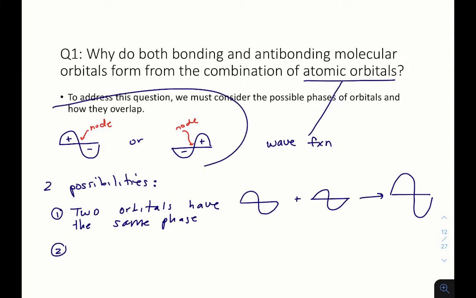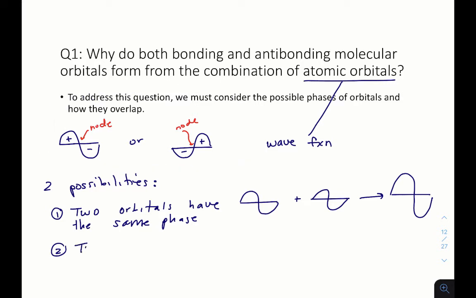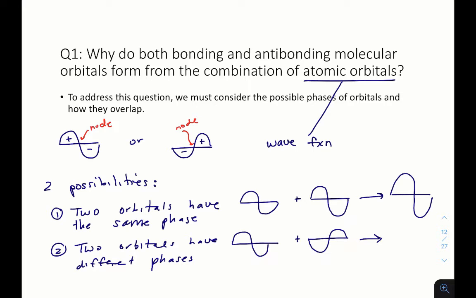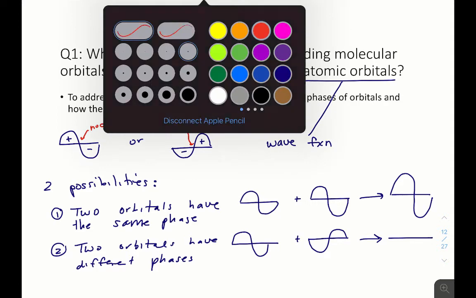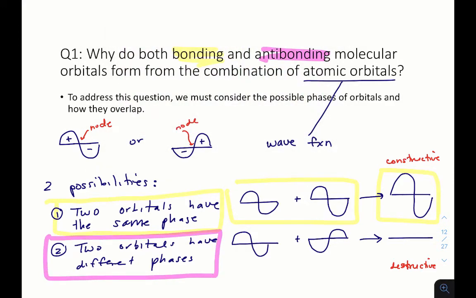But because an orbital can have 2 phases, it's also possible that when you add up 2 orbitals, they'll be in different phases. That would be like subtracting 2 equations. In this scenario, the 2 waves cancel out. There is destructive interference. The bonding orbital results from the 2 orbitals having the same phase when they combine, resulting in constructive interference. The antibonding orbital results from the 2 orbitals combining in different phases.